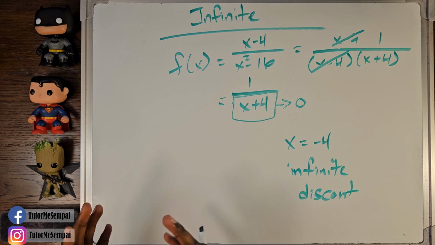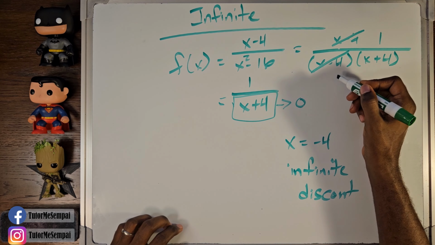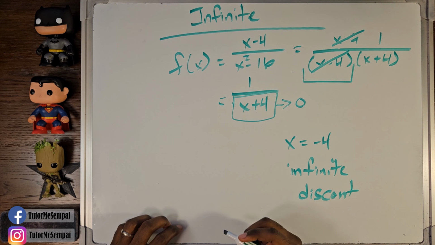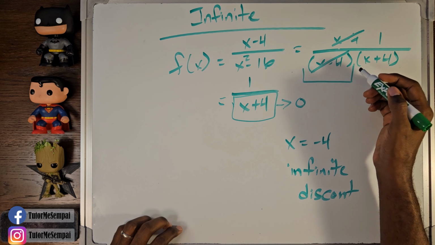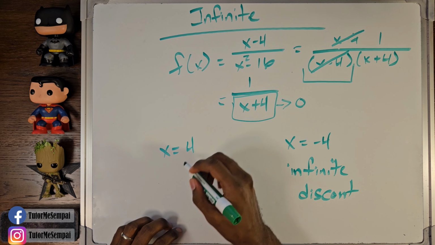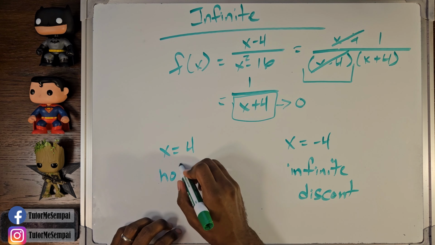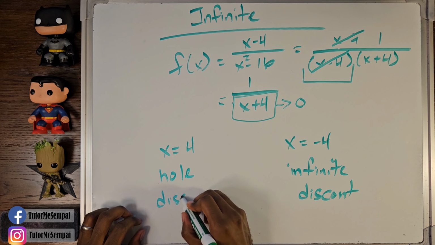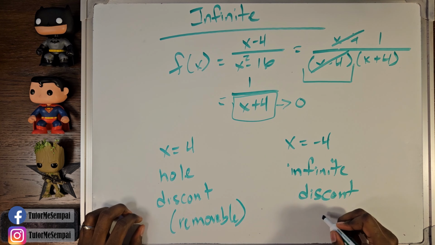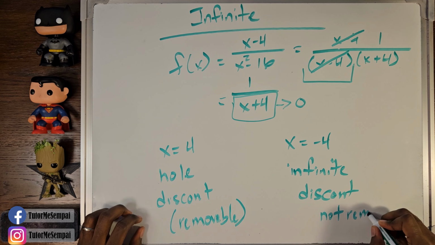However, that's not the only one we had because we crossed out something here. So where does this go to 0? Well, this was an x minus 4. So x minus 4 means that x equals 4 is going to be a hole discontinuity. This is removable, and this is not removable.